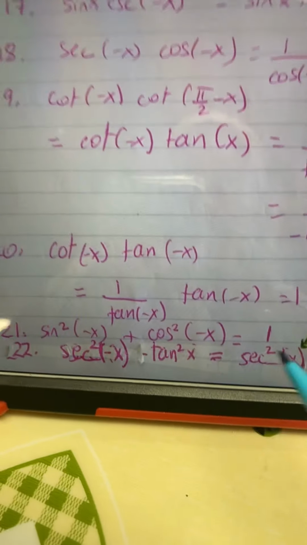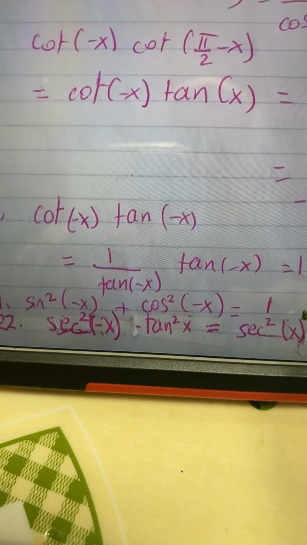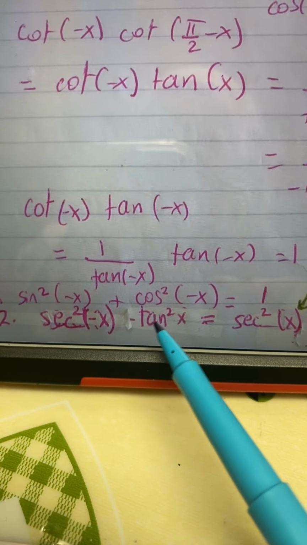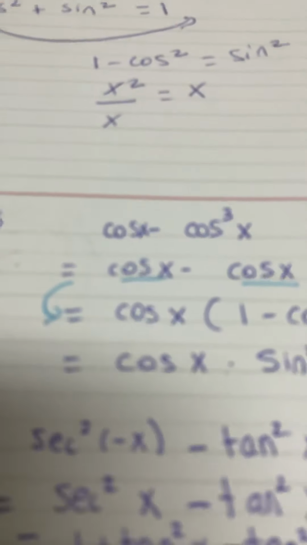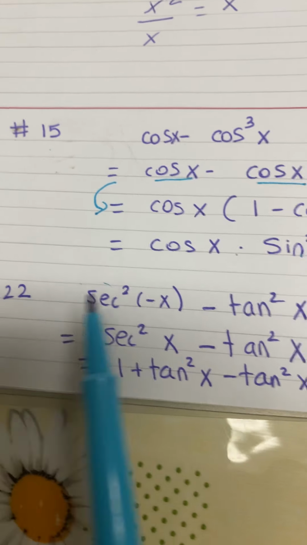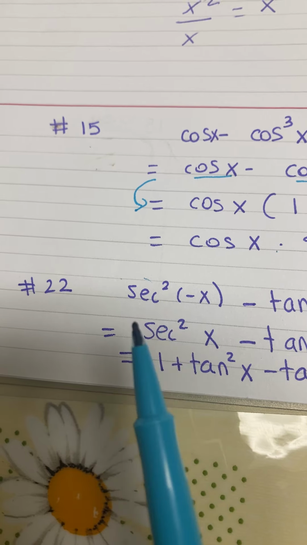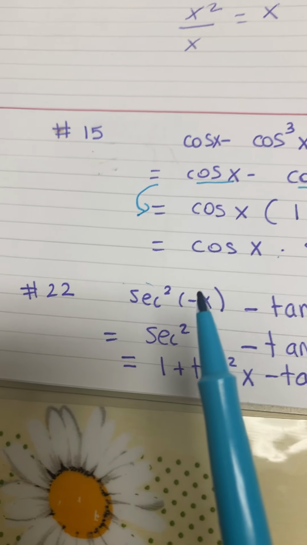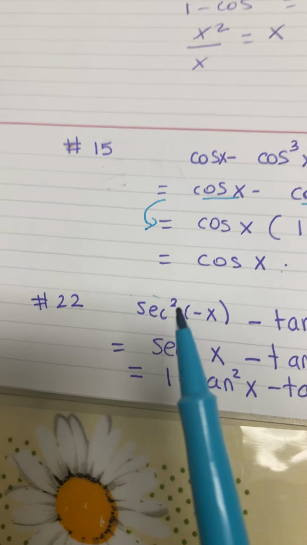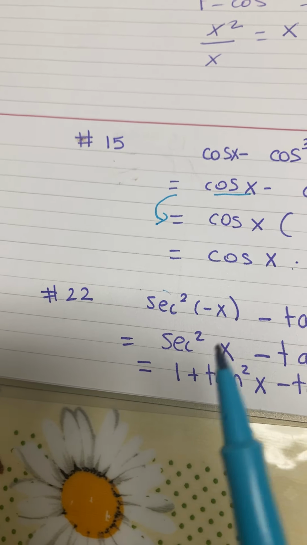Last one. I also rewrote it nicely because I figured it might be a little bit confusing the way I wrote it on the original one. Secant squared of negative x minus tan squared of x. So I rewrote it right here. And secant squared of negative x, again, this is number 22. We said secant and cosine are even, everything else is odd. And even means, even if you have input that is opposite, it's the same output. So secant squared of negative x is the same as secant squared of x.